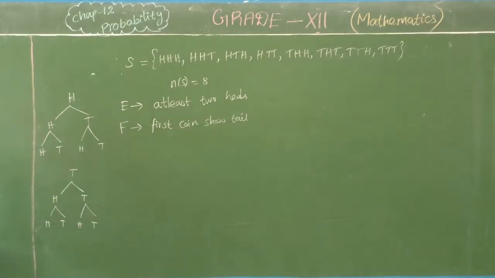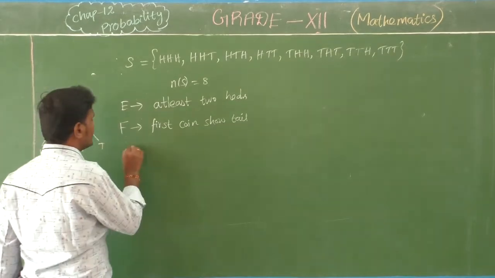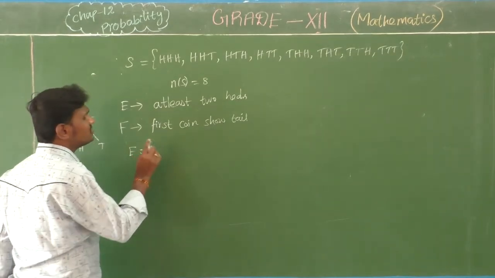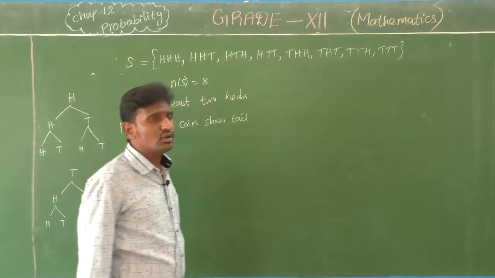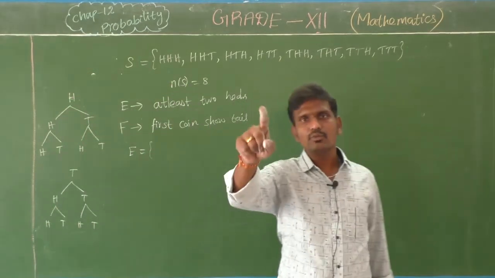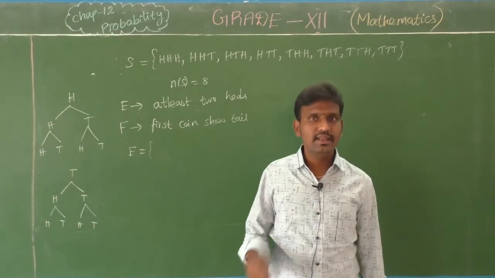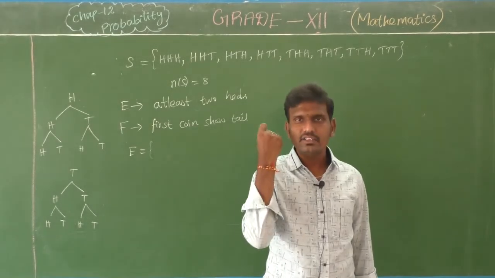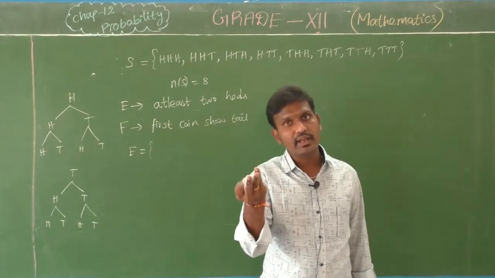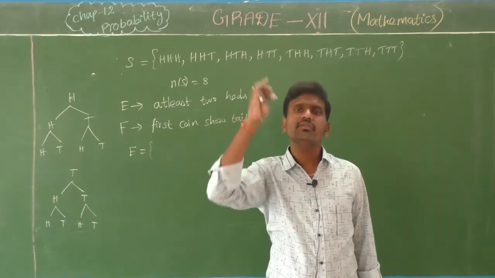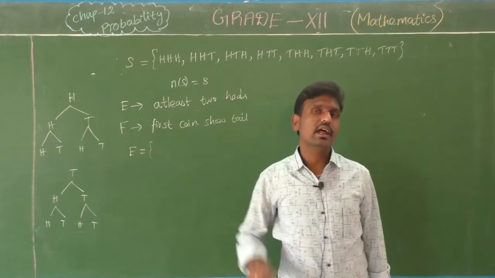First I'm going to take E, at least two heads. What do you mean by at least? Already you know: at least, at most, exactly. At least means minimum. At least one head means one head, two heads, three heads, up to the maximum we want to collect. So that is called at least.